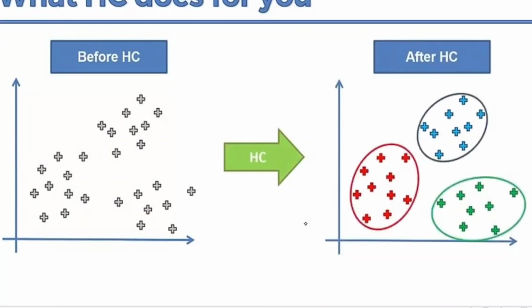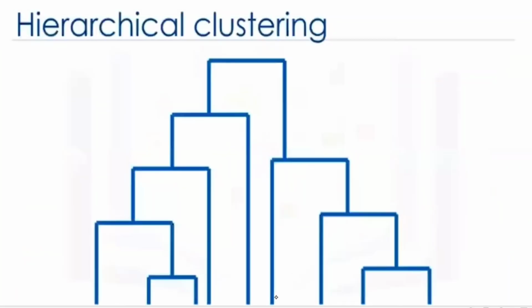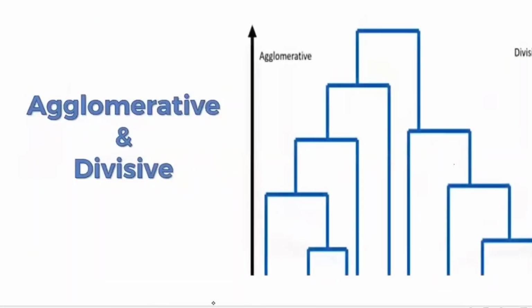Now, how is it going to form? It is the same as k-means, but the process is different. What is this process? In hierarchical clustering, we have two types: one is called agglomerative and one is called divisive. Going from the bottom to the top is called agglomerative clustering. Coming from the top to the bottom is called divisive clustering.